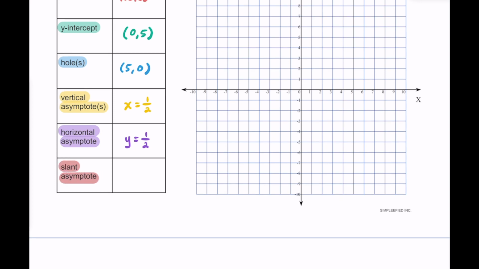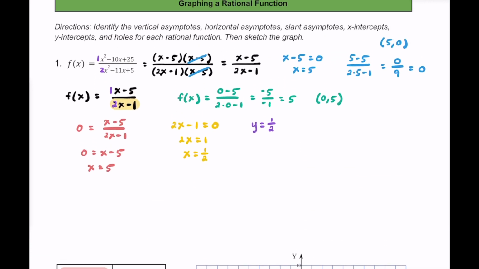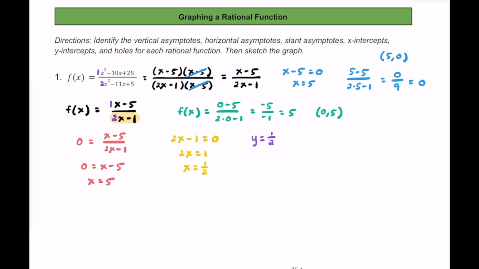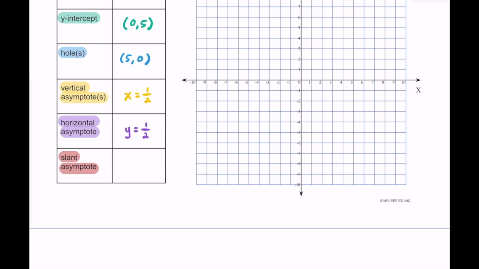This is only going to happen in very specific scenarios, and that's going to be when the degree of the numerator is just exactly 1 higher than the denominator. So this 2 and this 2 match, so that's not going to happen in this case. It's only going to happen if the top degree is exactly 1 higher than the bottom degree. So in this particular case, we're just going to go ahead and say that there's going to be none here. And that makes sense because we had a horizontal one, so we're not going to have a slant asymptote.